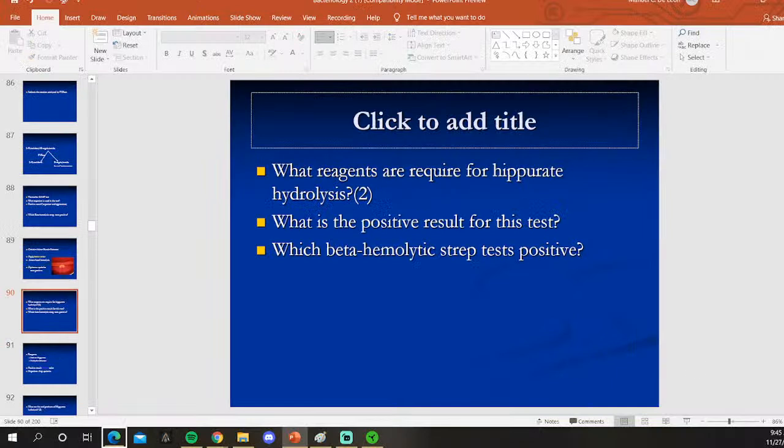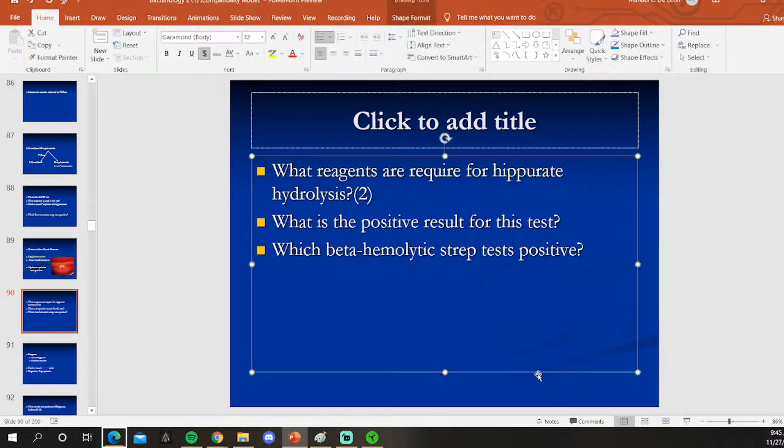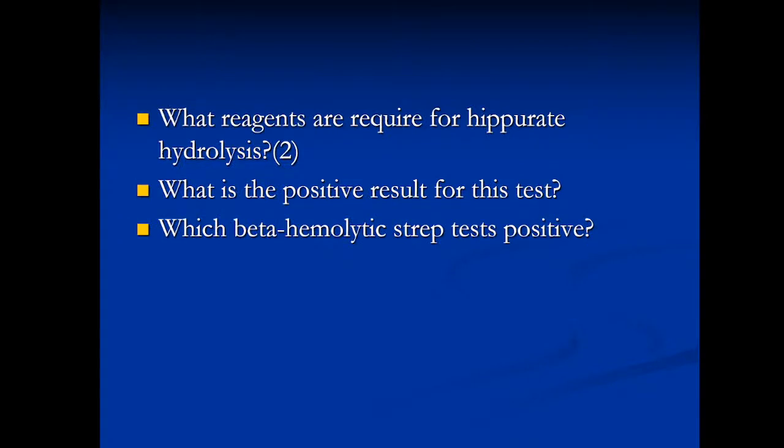All right. Oops. The slide. Again, the reagents that we need for hippurate hydrolysis are ninhydrin solution and sodium hippurate. The positive result will be purple. It's Streptococcus.